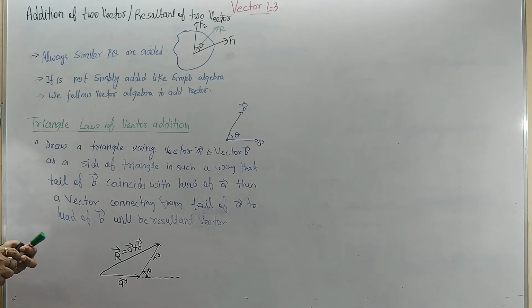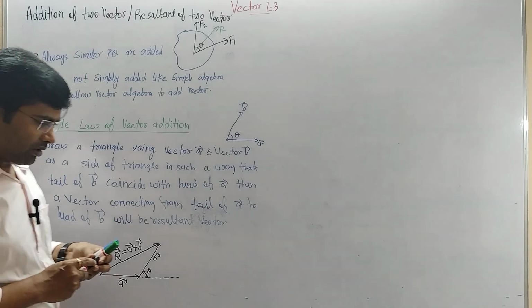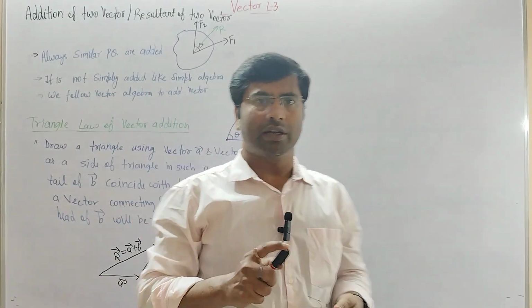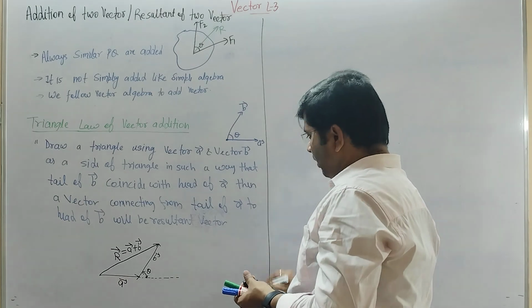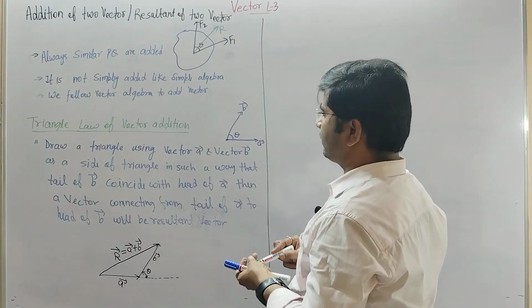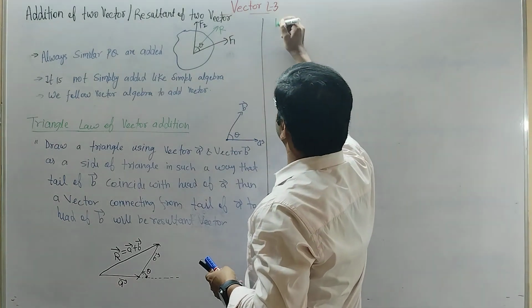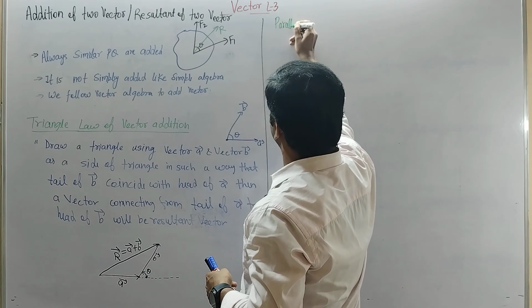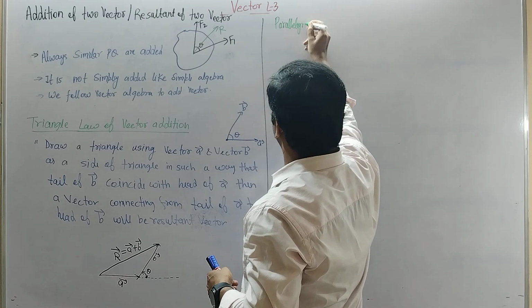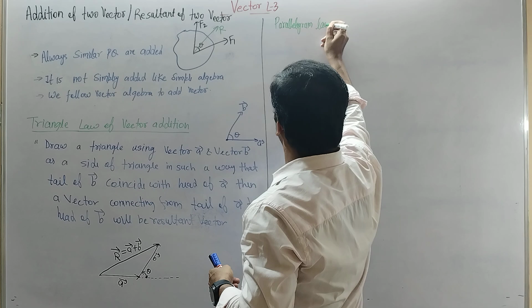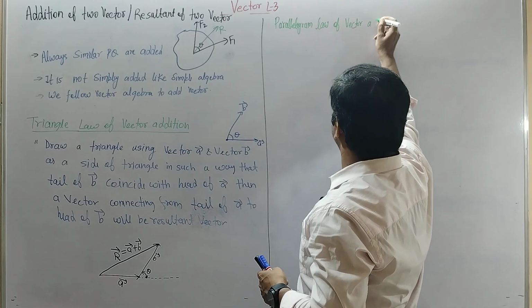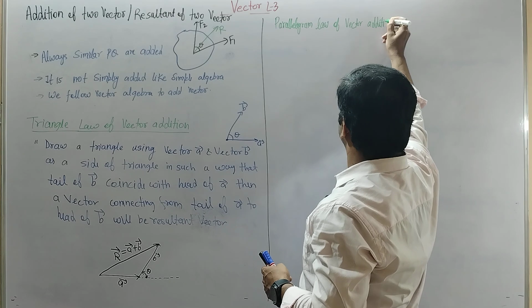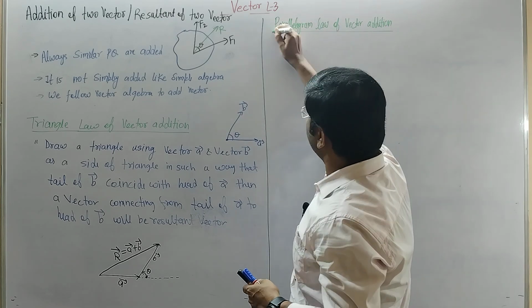So this is how the triangle law of vector addition works. Second one is the parallelogram law of vector addition. Then we'll learn about the analytical method, means the formula to calculate the resultant of two vectors. Okay, so next one, parallelogram law of vector addition.